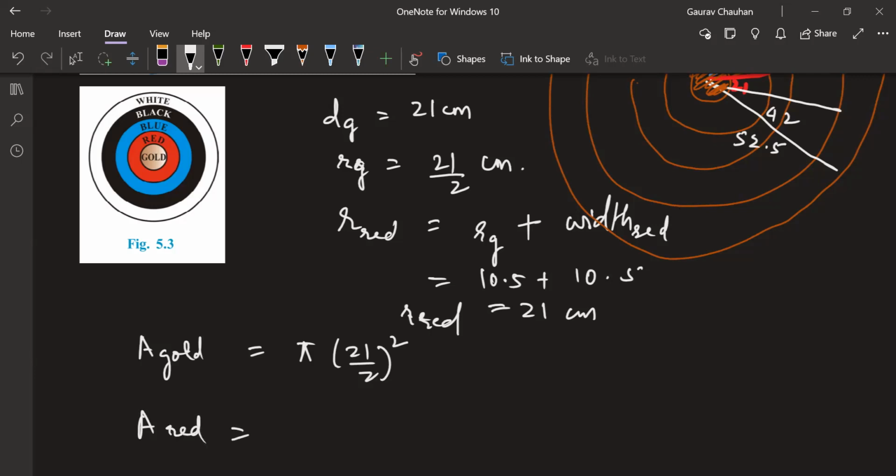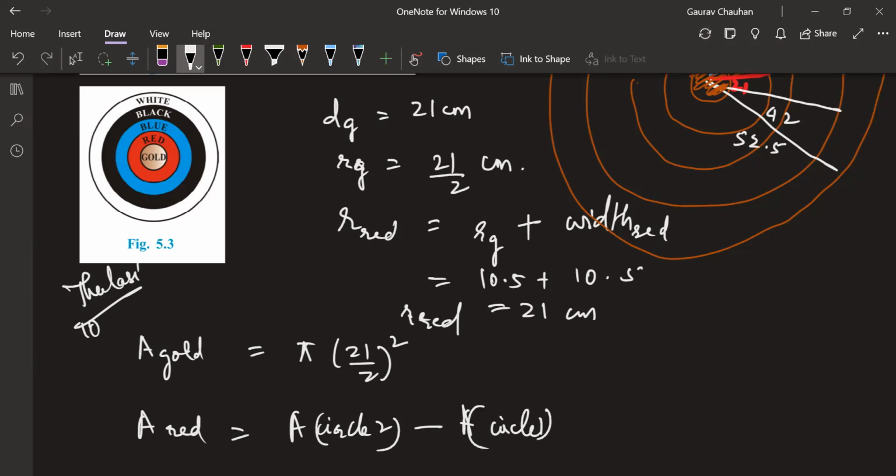Think about it for a minute. Fantastic, Tulsi. We'll find the area of the red region. It is the area of circle 2 minus area of circle 1. Okay with that? Yeah.